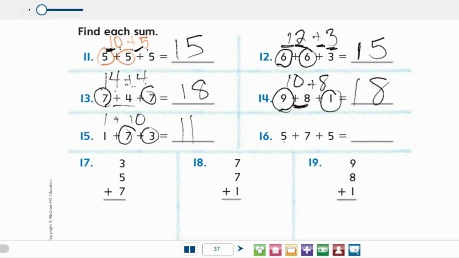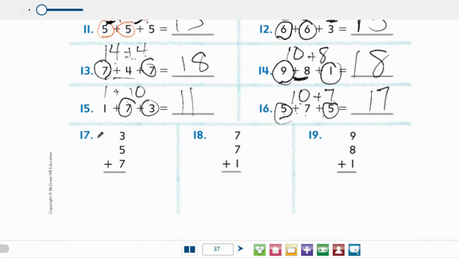For number 16, I've got 5 plus 7 plus 5. Well, I've got doubles facts here. 5 and 5 is going to be 10. And then I'm going to add my 7 more. I can just put that 7 in the ones place, bring my 1 from the tens place over, so I have 17.